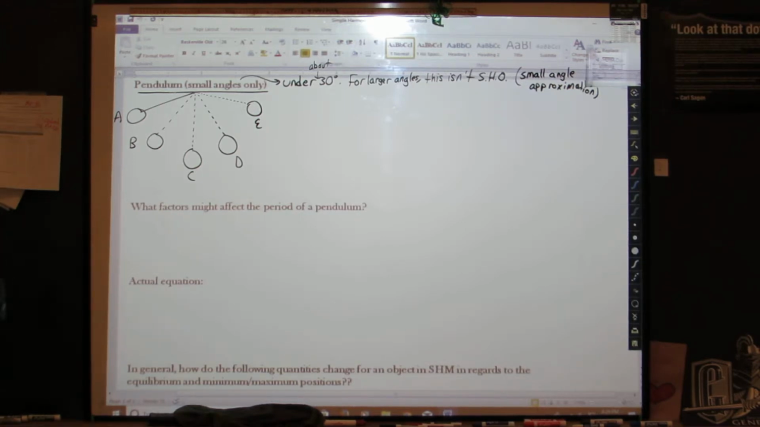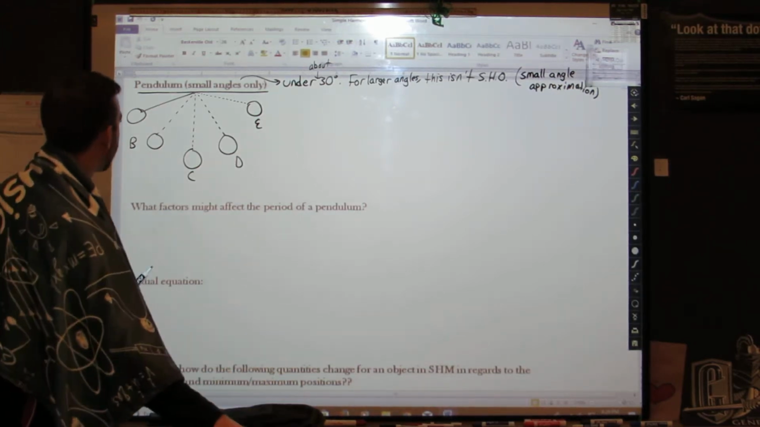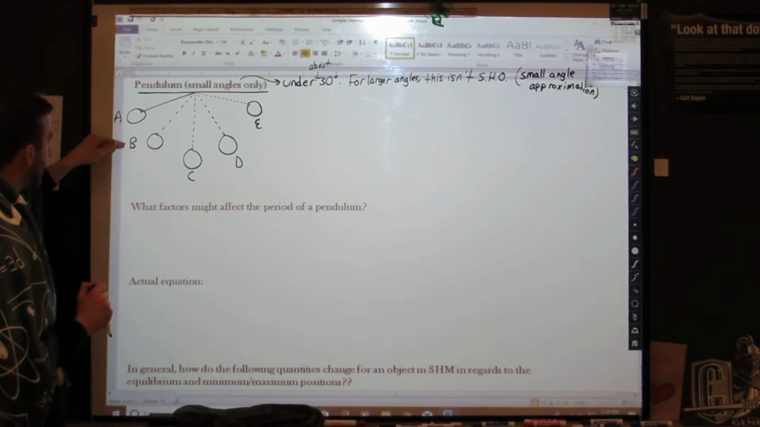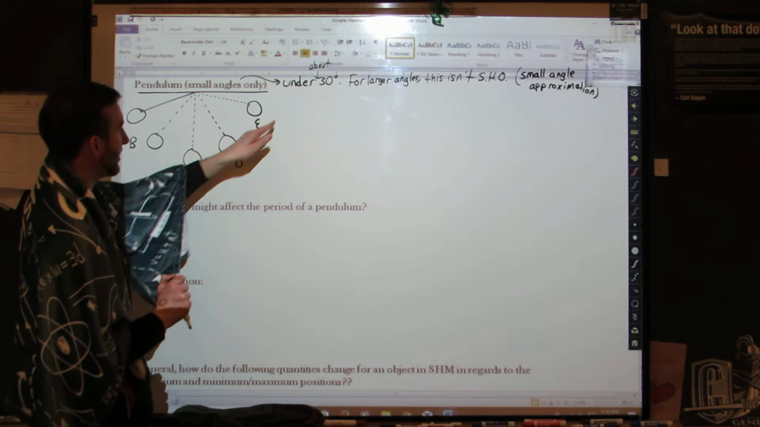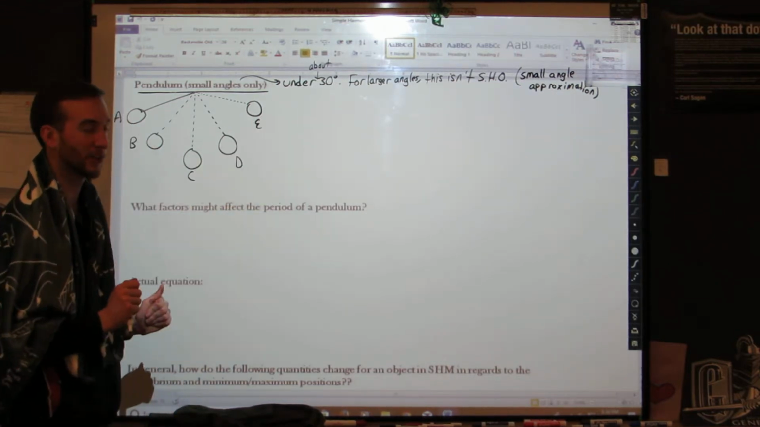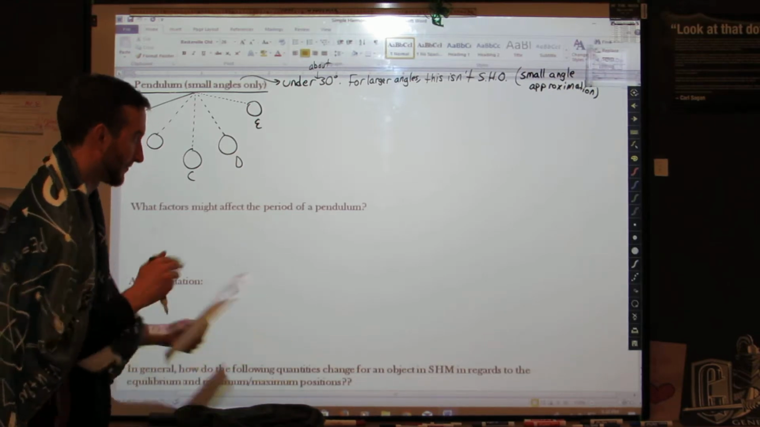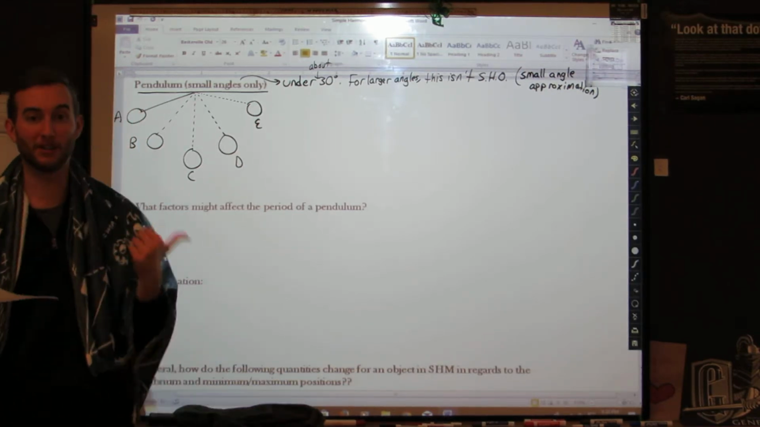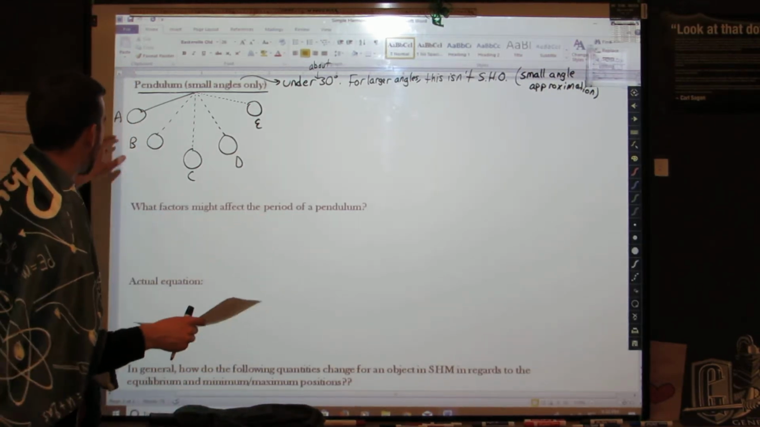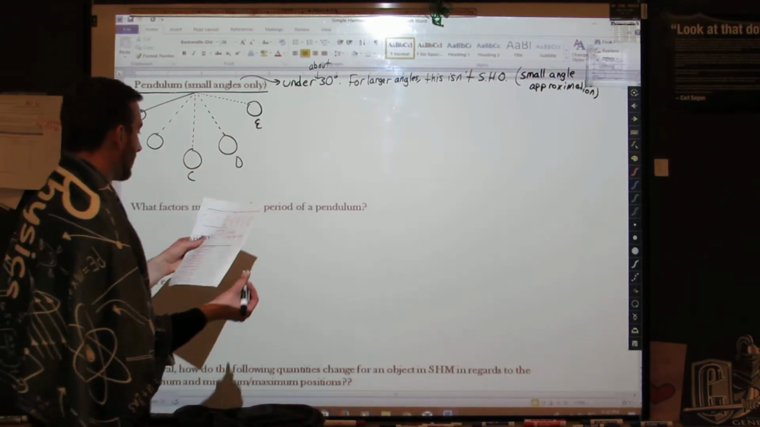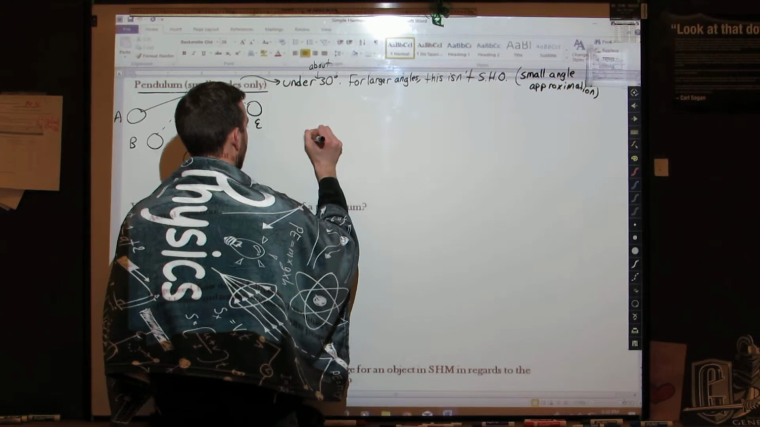Okay, so we've got 5 different positions for this pendulum. Starts at A, swings down to B, C, D, and E. That's only half of one oscillation. If it were to swing all the way back to A, that would be one full oscillation. Okay? And we're going to do the same thing that we did last time. We are going to talk about each point and the variables, the measurables that we can evaluate at each point.